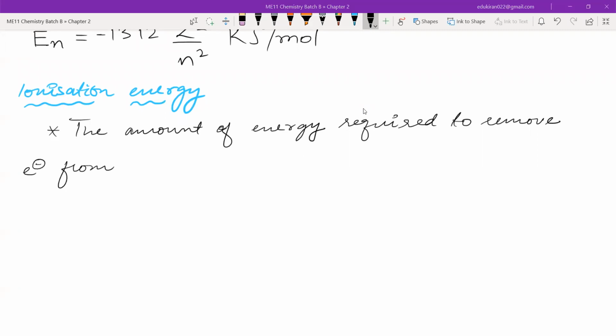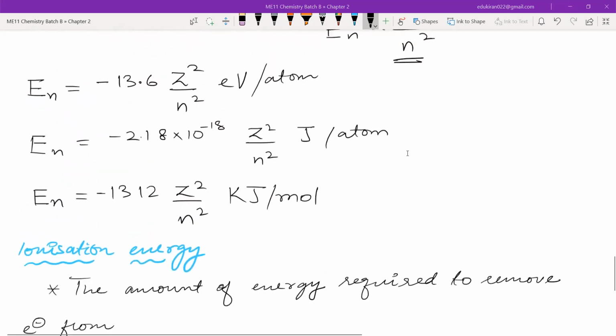Do you want to write the equation? Okay, write the equation then. I'm going to write this equation.